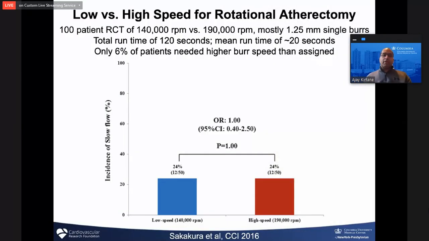And then one other point, because it did come up in the live case and we talked about it a little bit, is there really is no difference in slow flow with low speed versus high speed. But I do think that in terms of safety, the low speed can be more effective. And so that's one of the reasons why that new system is set at 155 as the default.